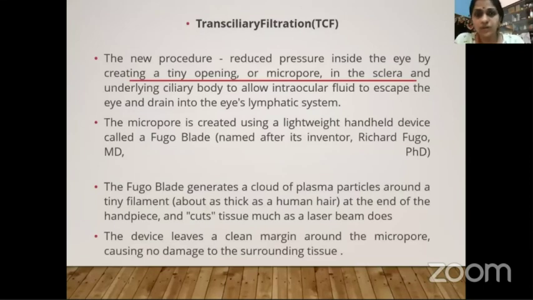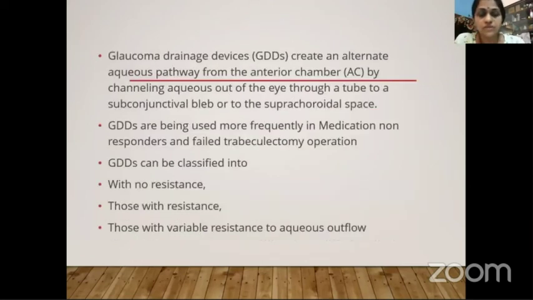Transciliary filtration is a newer technique where we use a Fugo blade, where a micro opening is made in the sclera and underlying ciliary body, and then the intraocular fluid, or the aqueous humor, escapes into the eye's lymphatic system. It cuts the tissue just like a laser beam. It's a Fugo blade. So that is transciliary filtration.